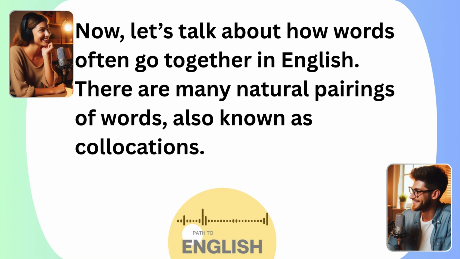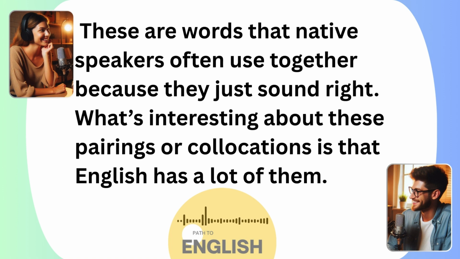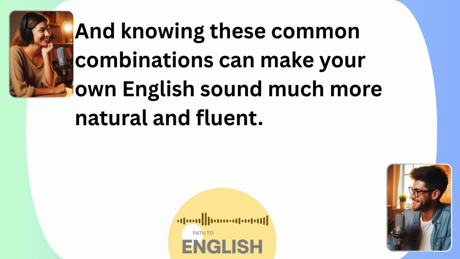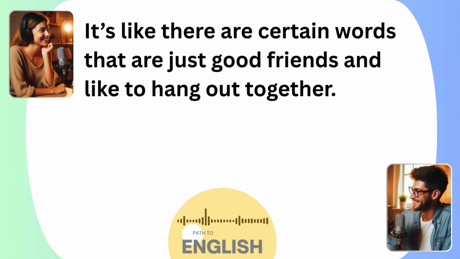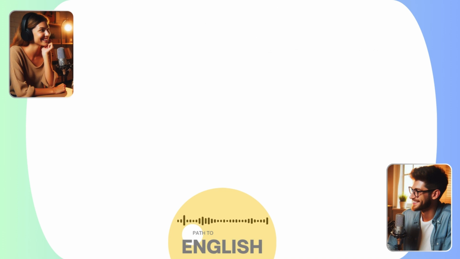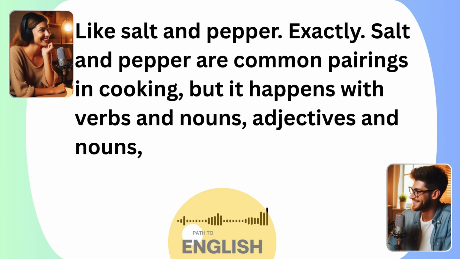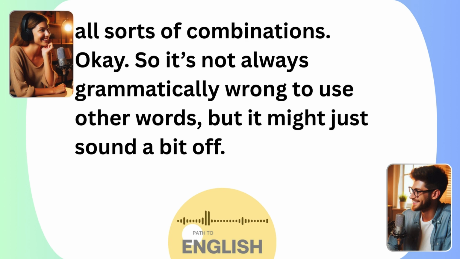There are many natural pairings of words, also known as collocations. These are words that native speakers often use together because they just sound right. What's interesting about these pairings or collocations is that English has a lot of them, and knowing these common combinations can make your own English sound much more natural and fluent. It's like there are certain words that are just good friends and like to hang out together. Like salt and pepper. Exactly. Salt and pepper are common pairings in cooking, but it happens with verbs and nouns, adjectives and nouns, all sorts of combinations.